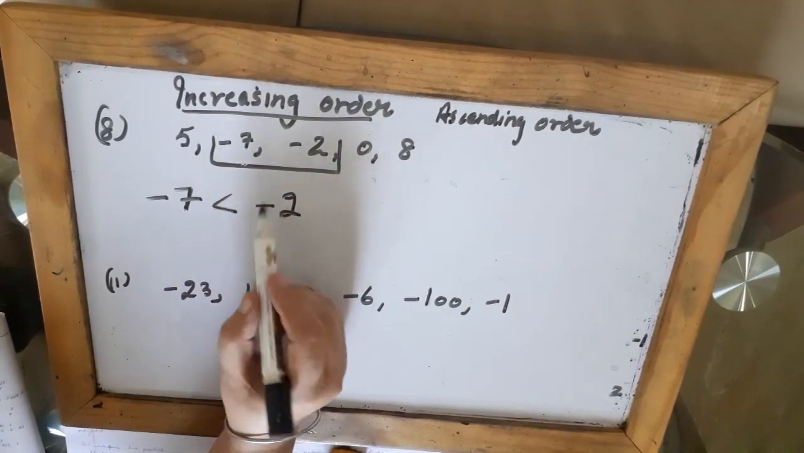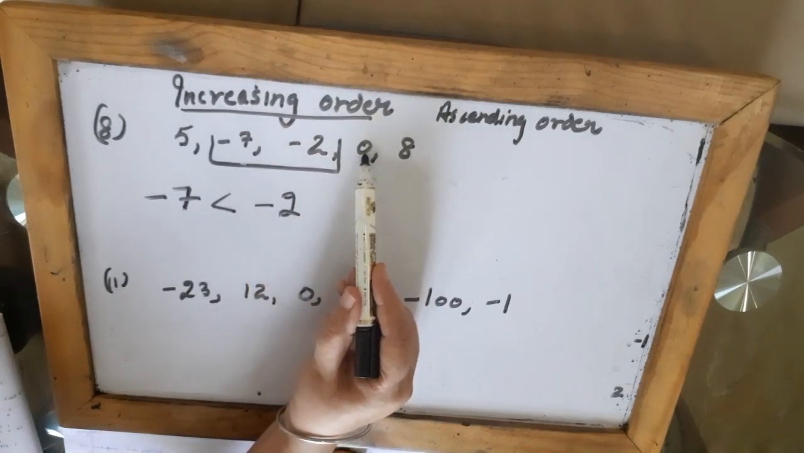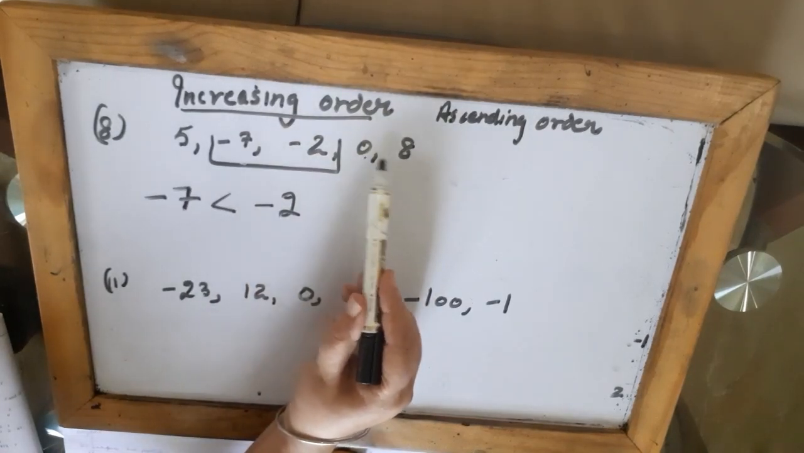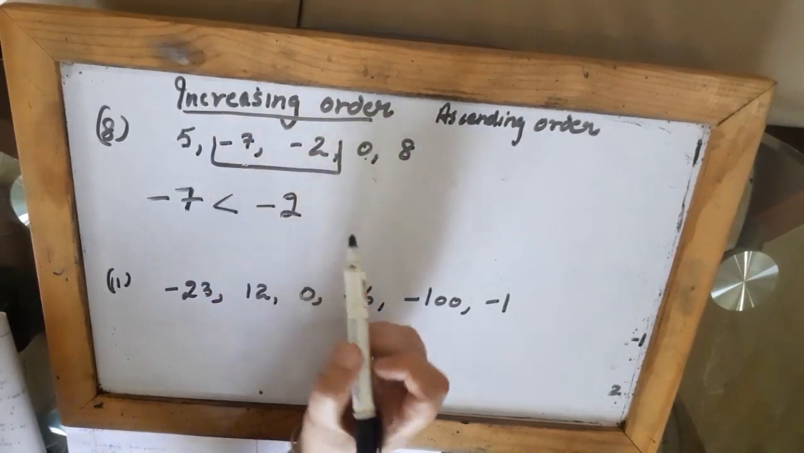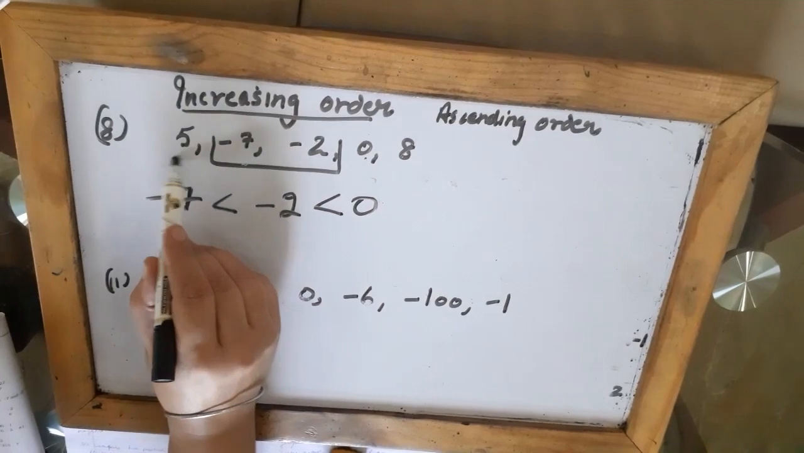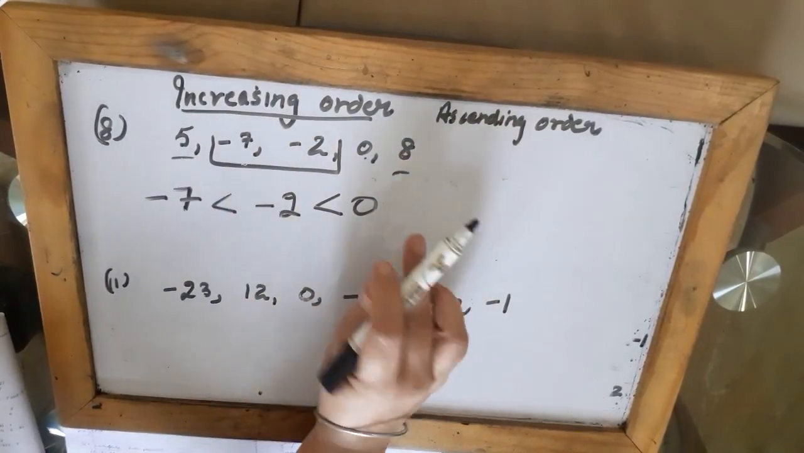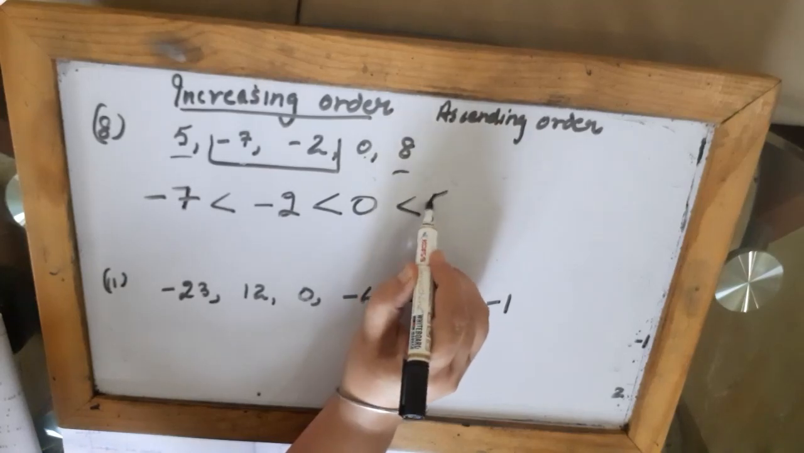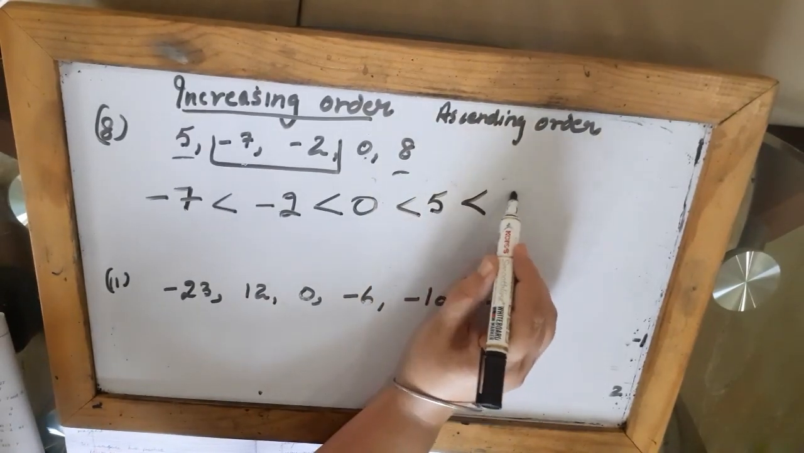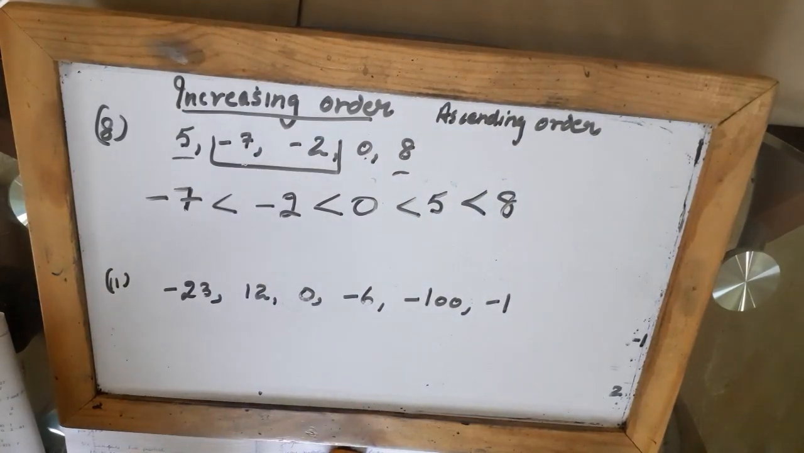Now I have written the negative integers. Now come 0, because 0, as you know, is smaller than the positive number. So now will come 0. Now I will look at the positive numbers. So out of these positive numbers, which is smaller, 5 is smaller. So 5 will come next and 8 will come at the last. So I have put them in the increasing order.